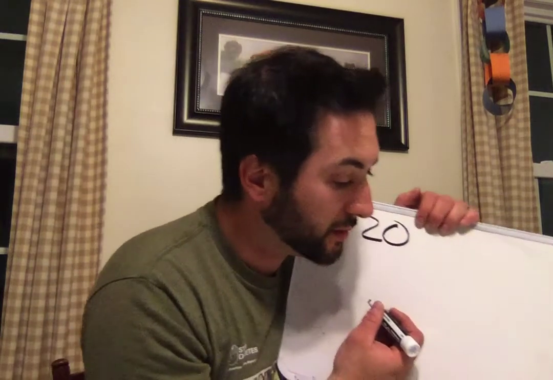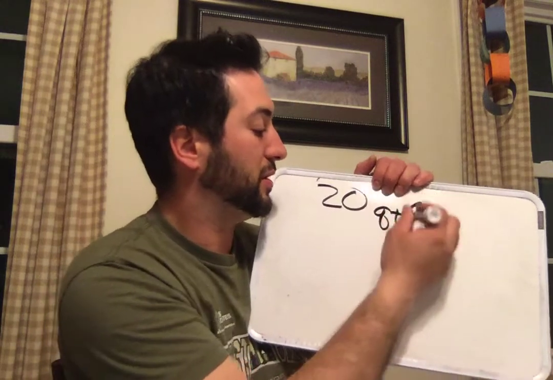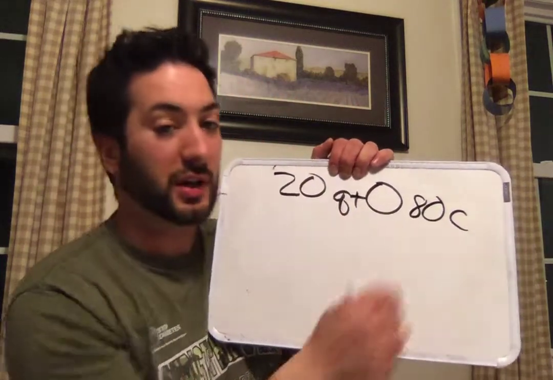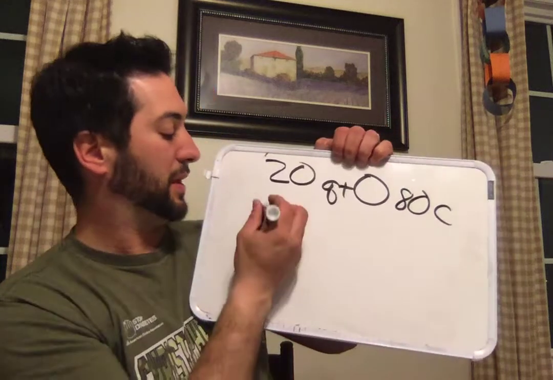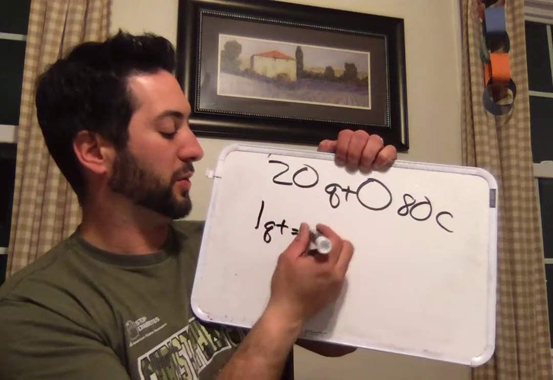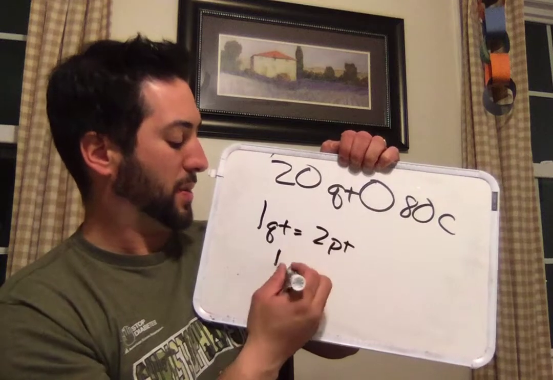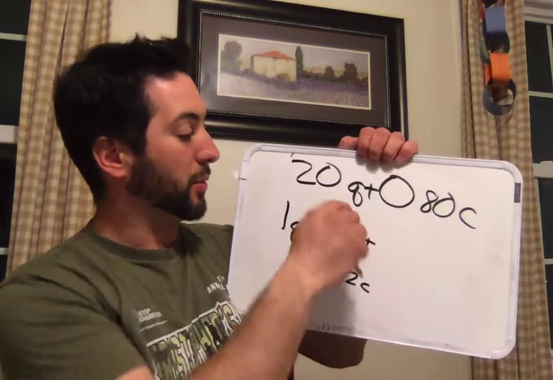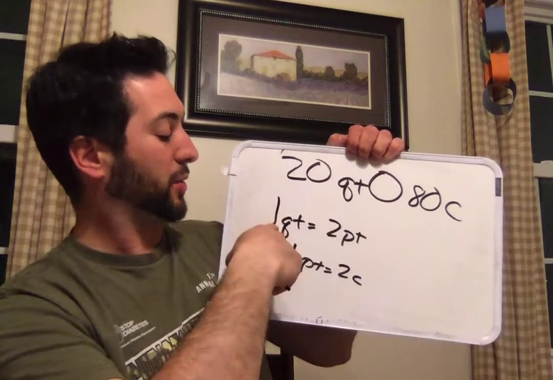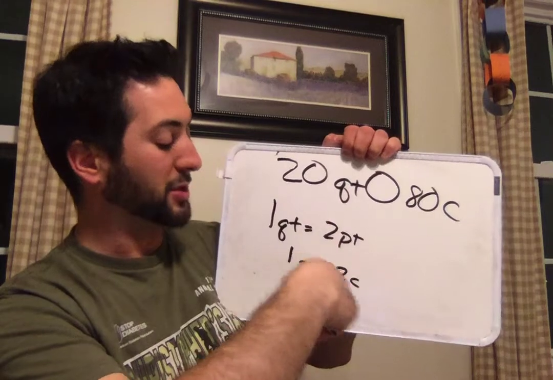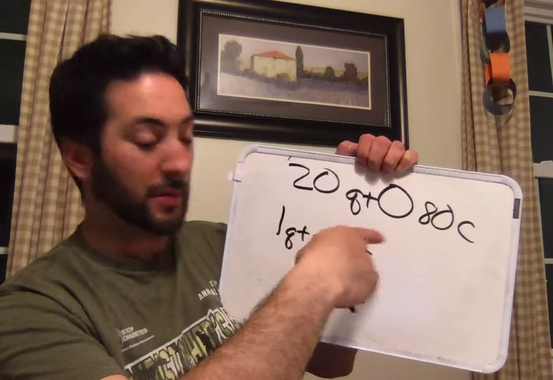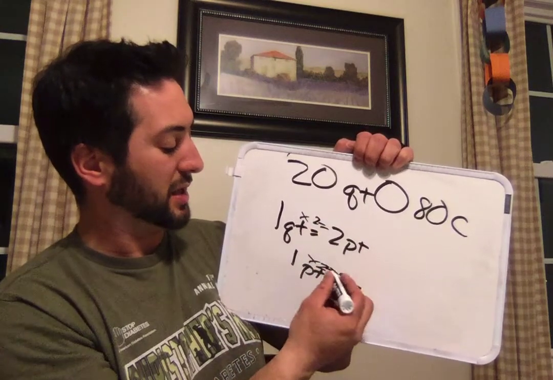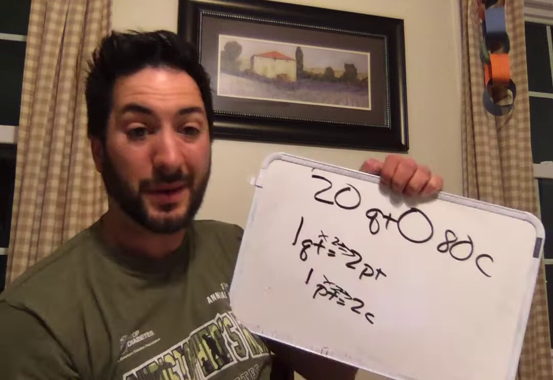20 quarts, circle, 80 cups. Okay, now this isn't a straight conversion here. Quarts to cups, can't do it. So let's figure out: 1 quart equals 2 pints. 1 pint equals 2 cups. So therefore, remember, we want to convert the big one down to the small one. So we're multiplying by 2 to get to pints and multiplying by 2 again to get to cups. So times 2 to get to here, and then times 2 to get to here, right? So multiplying by 2 twice.